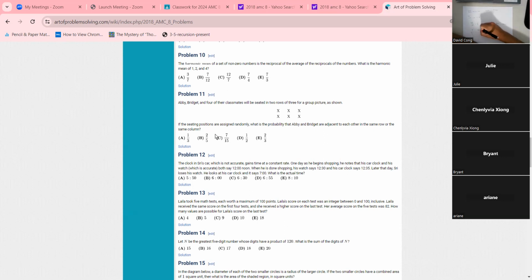So 420 minutes pass in the car, x minutes pass in real life. Solving this, we get 7x equals 420 times 6. x equals 60 times 6. x equals 360. 360 minutes over 60 minutes per hour equals 6 hours. So we get B. Six hours passed, so it's at 6 o'clock.